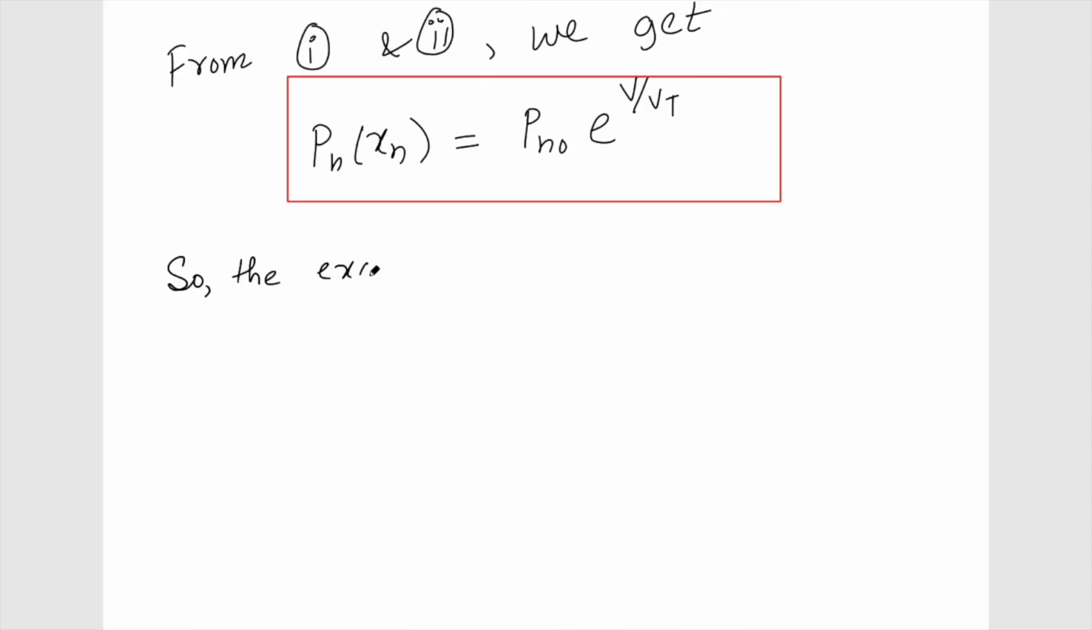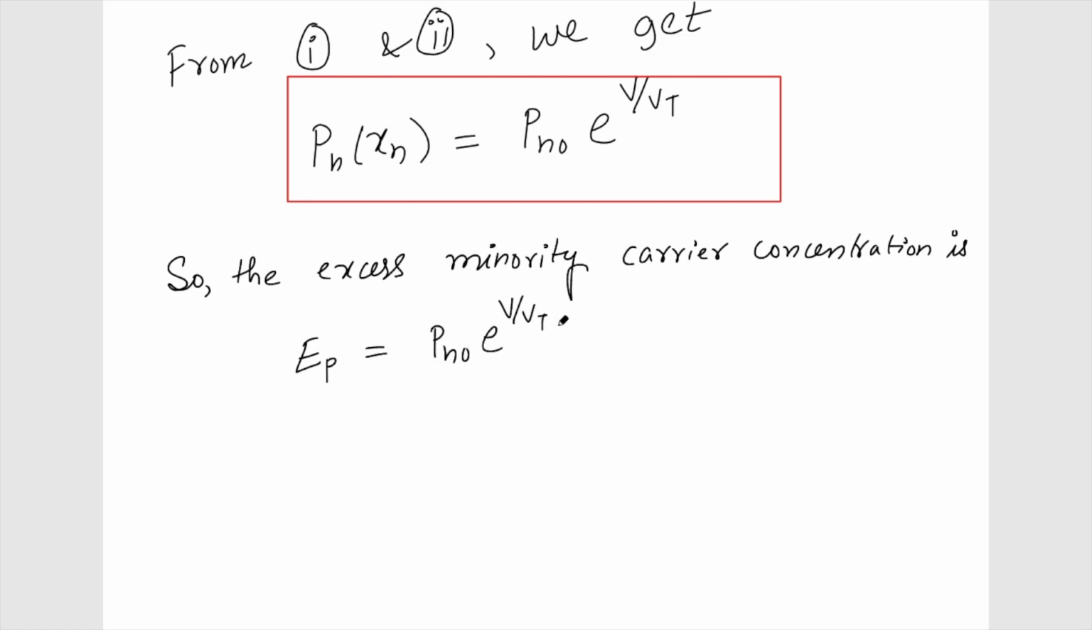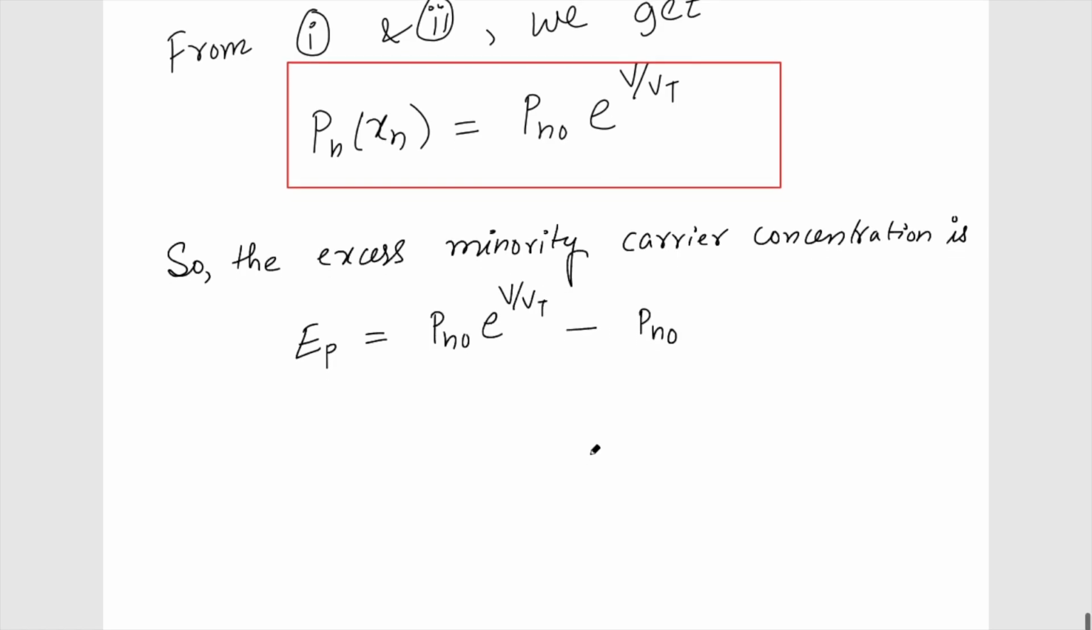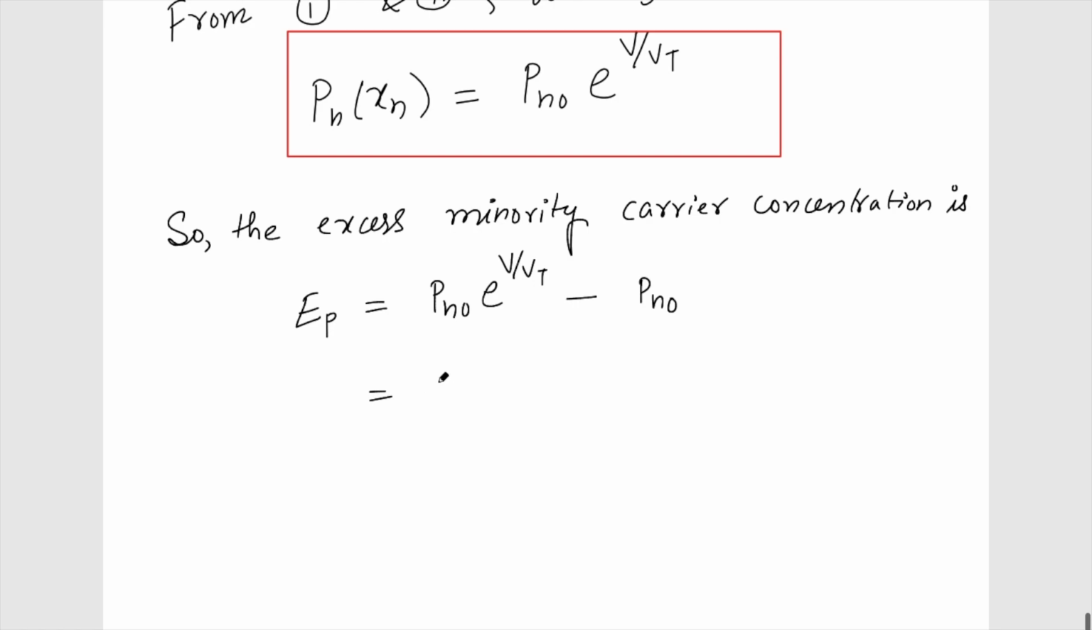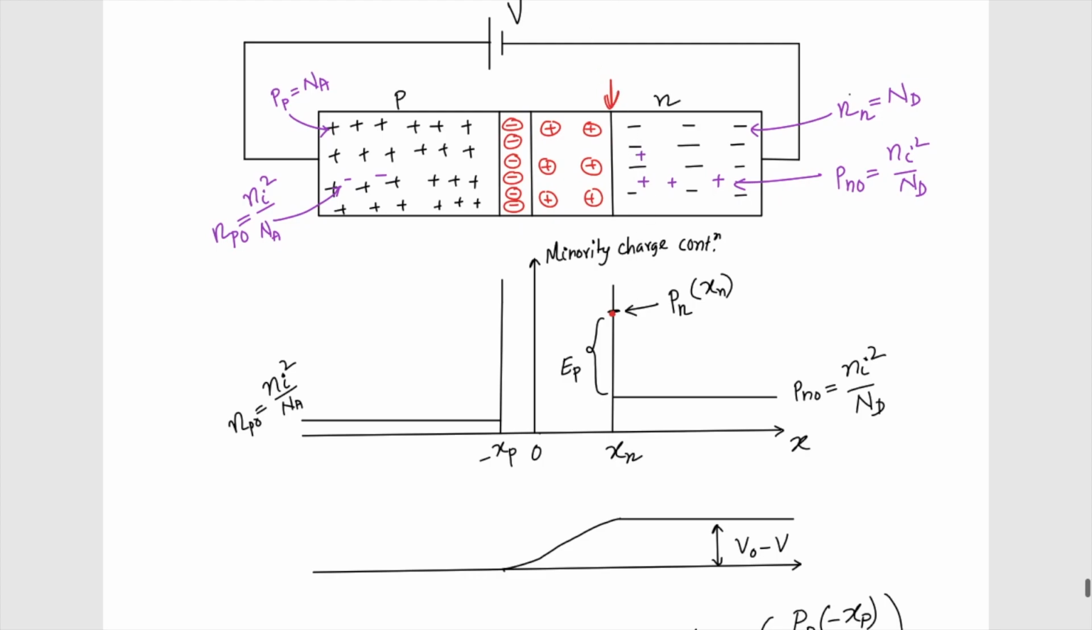So the excess, okay, or I can write it as Pn0 e power V by Vt minus 1. Okay, so this much amount of excess concentration has occurred. So now the question is, what will happen to this? What will happen to the minority charge carrier concentration that has come?